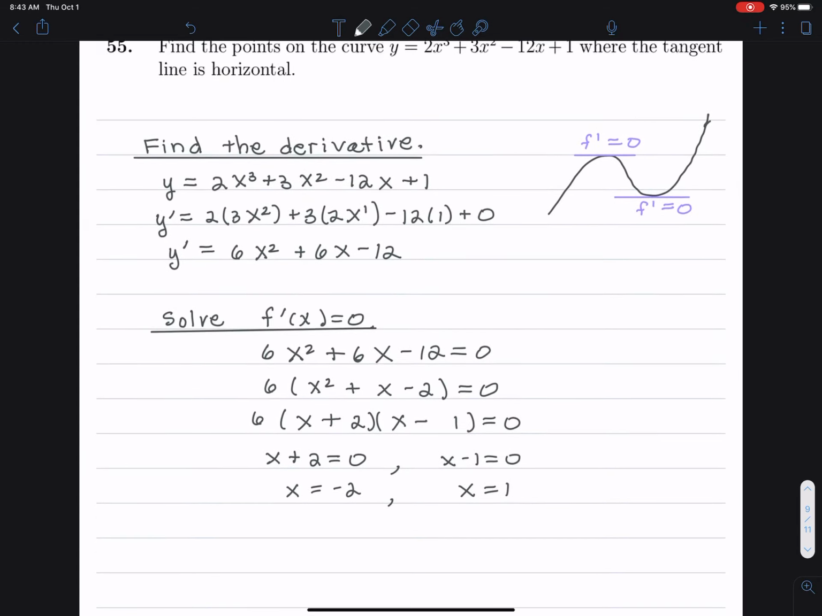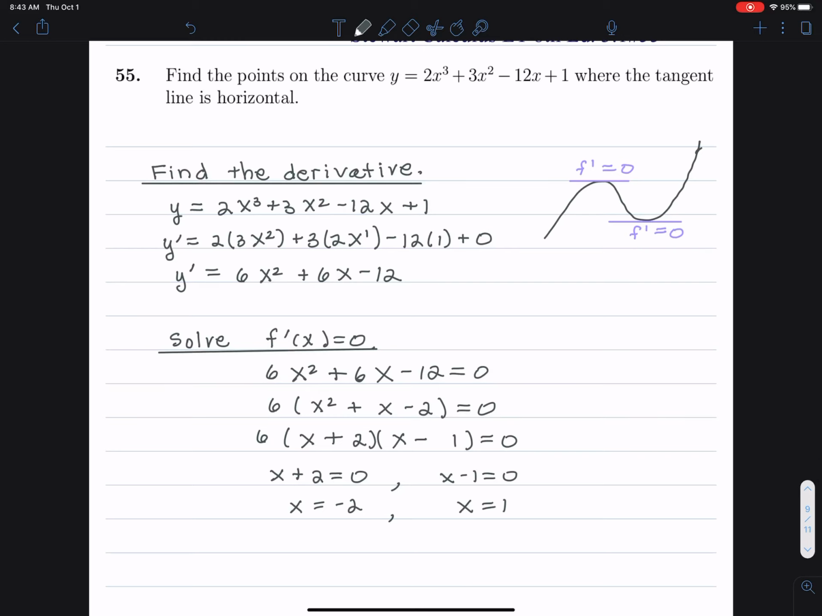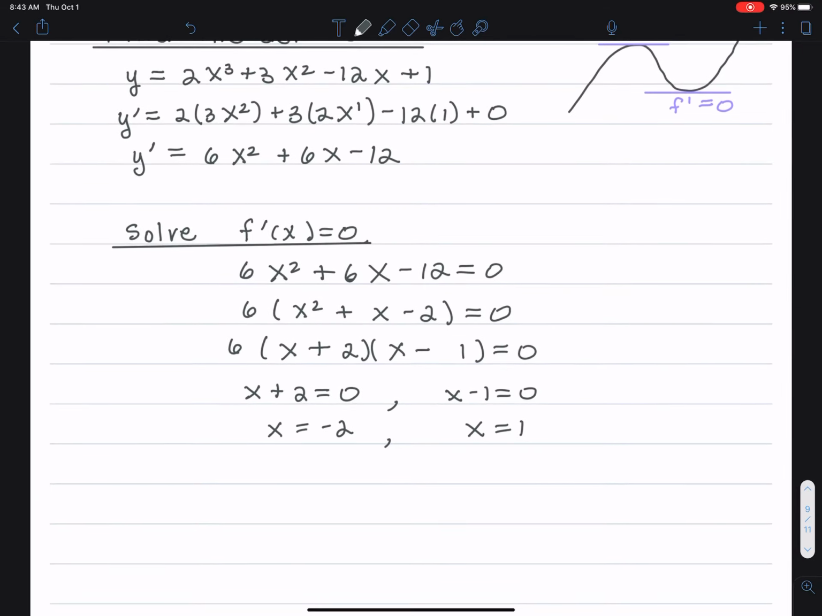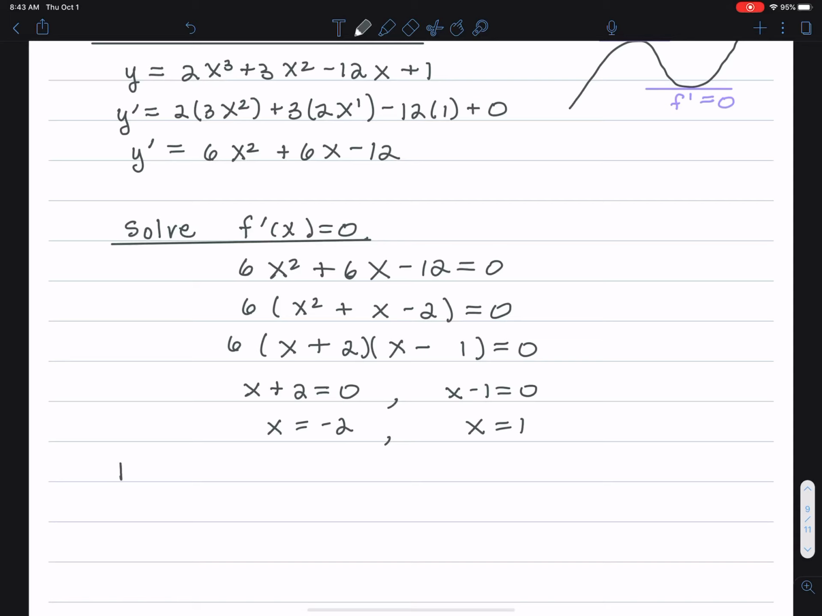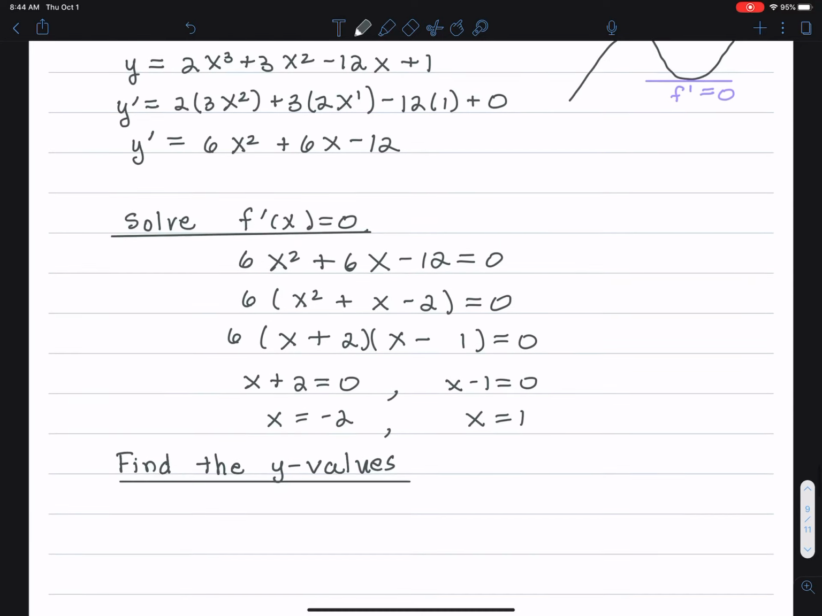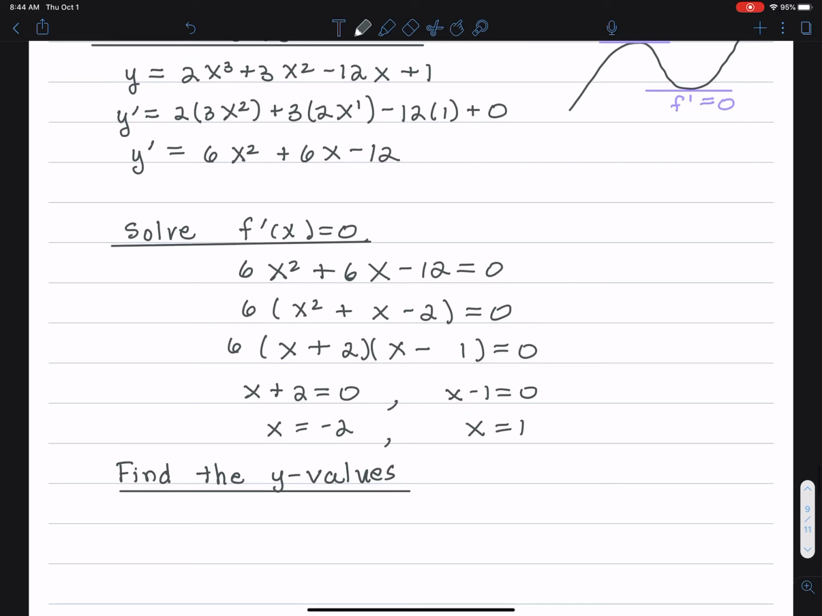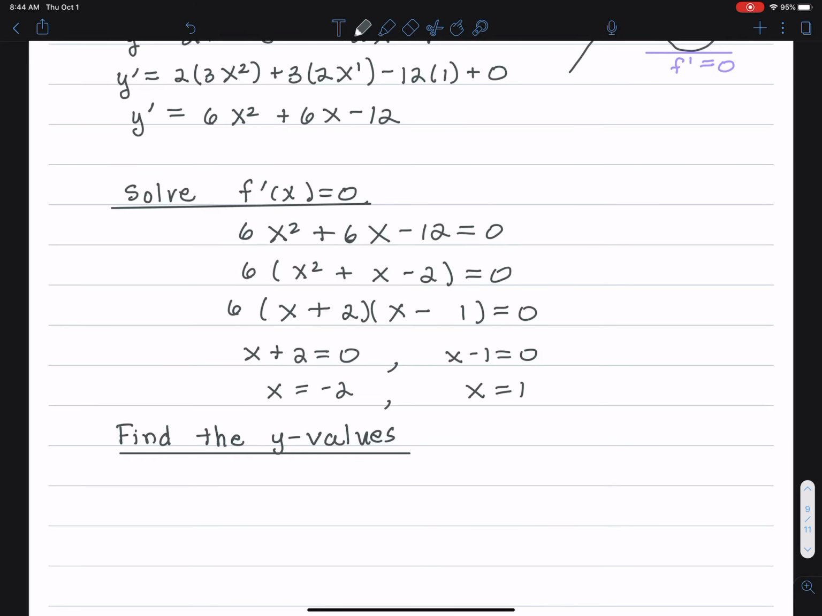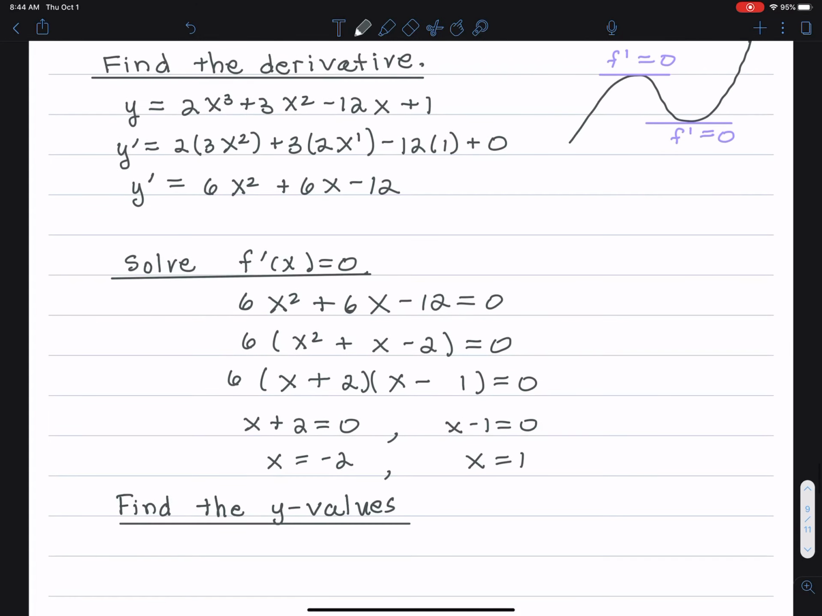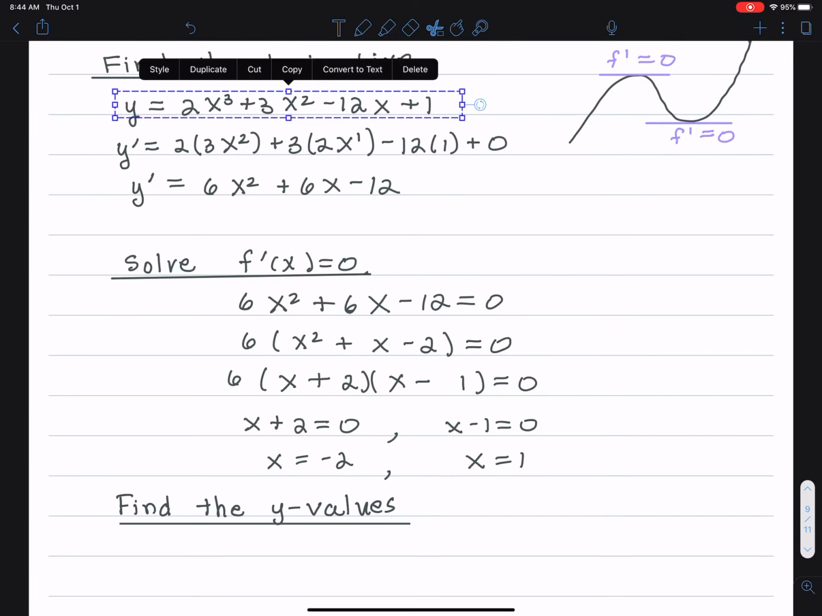So to find the points, we need to get the y values. So we're gonna find the y values. I'm gonna just shorten to that, but what I mean is the y values that correspond to these x values. So, in a way, this is sort of the hardest part here, actually, because it's all these little mistakes along the way. It's not the hardest part conceptually at all, right?